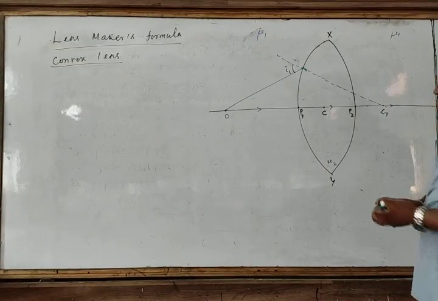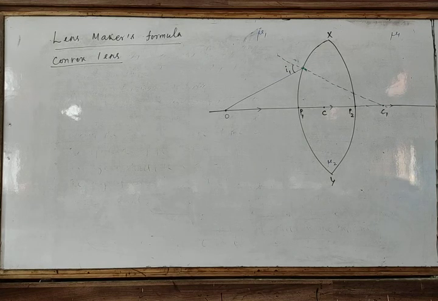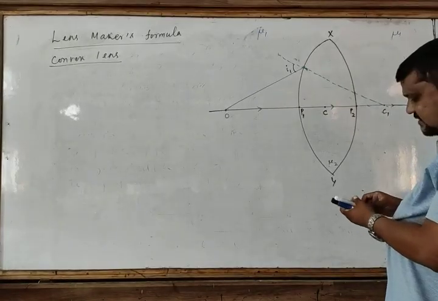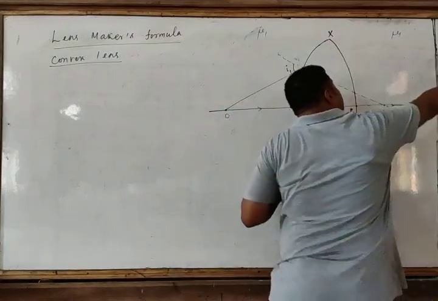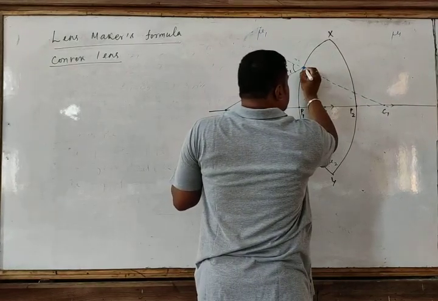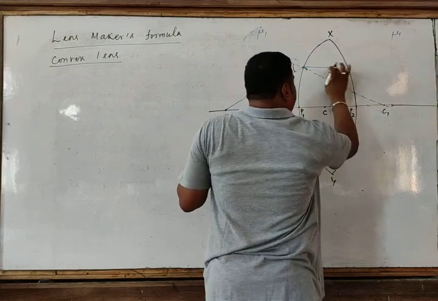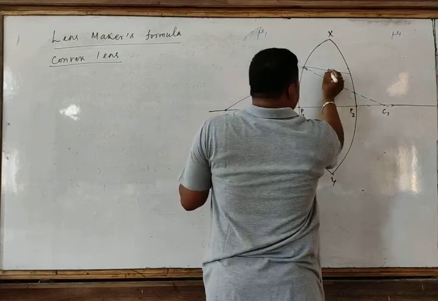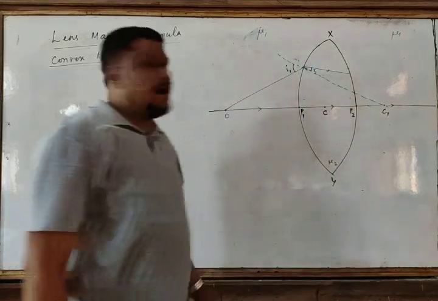Now what happens? Imagine that this surface is not there. Which one? XP2Y is not there. If XP2Y is not there, then what will the ray do? Suppose it is traveling from rarer to denser, and this whole thing is a denser medium. Then the ray will bend toward the normal like this. And this angle is called the angle of refraction, R1.